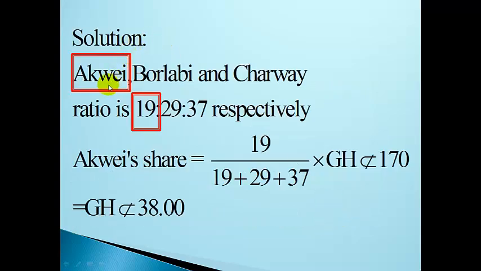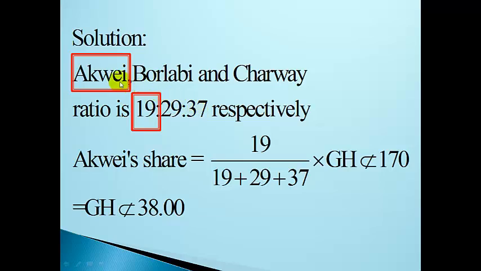Solution. We have Akwe, Bolabi, and Chawi. These are the three people. Now, the ratio from the question is 19:29:37. So respectively means that the first person corresponds to the first ratio, the second person corresponds to the second ratio, and the third person corresponds to the third ratio.